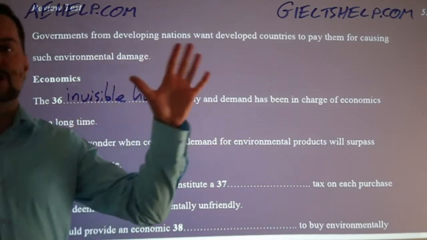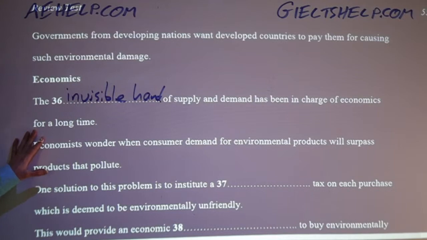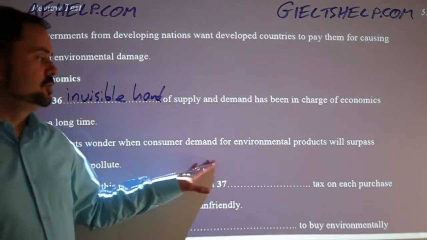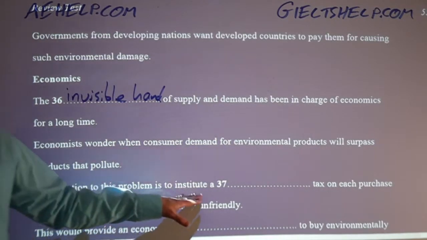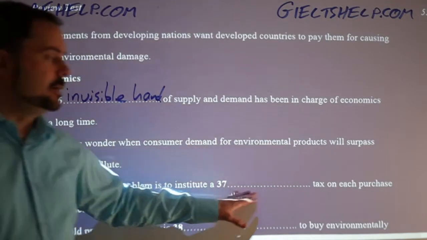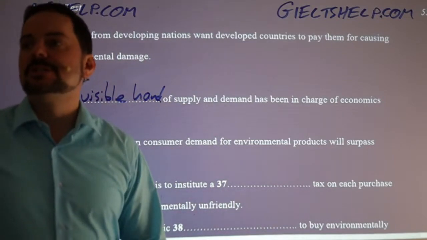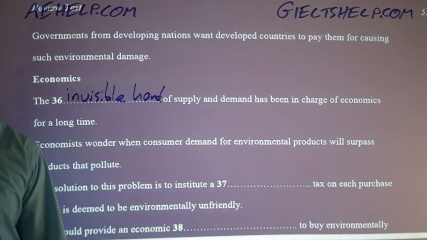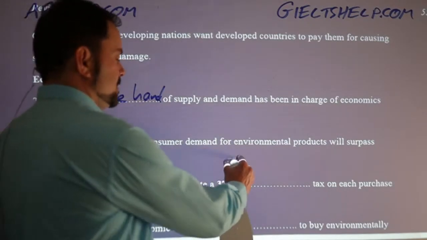The invisible hand of supply and demand has been in charge of economics for a long time. People want it, companies build it, they sell it. Economists wonder when consumer demand for environmental products will surpass products that pollute. One solution to this problem is to institute a something tax. Okay, what kind of a tax is that? Blueberry says true cost. Irfan agrees. True cost tax. And that's starting to happen.